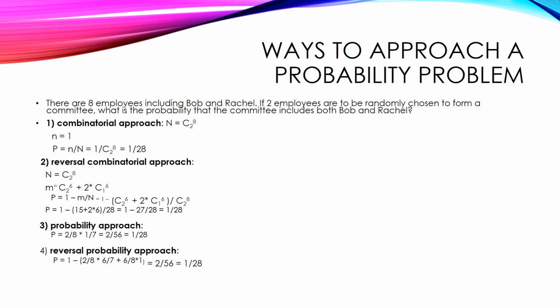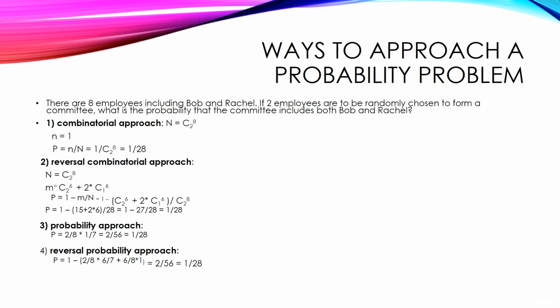A few ways to approach a probability problem. Let us look at examples. There are 8 employees including Bob and Rachel. If 2 employees are to be randomly chosen to form a committee, what is the probability that the committee includes both Bob and Rachel?